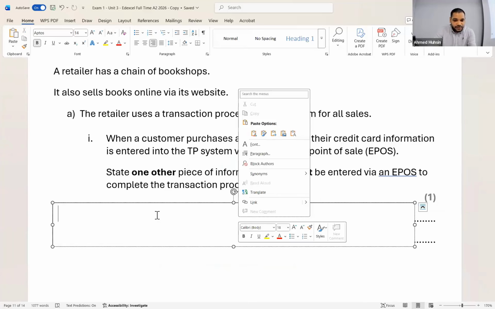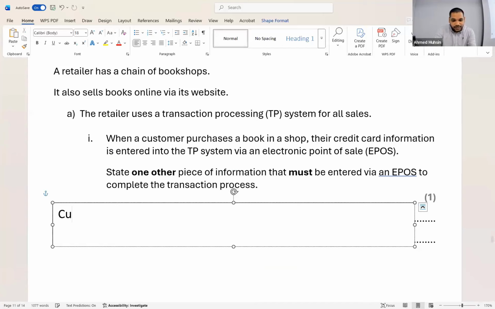So what shall I put over here? I'll put customer account ID.